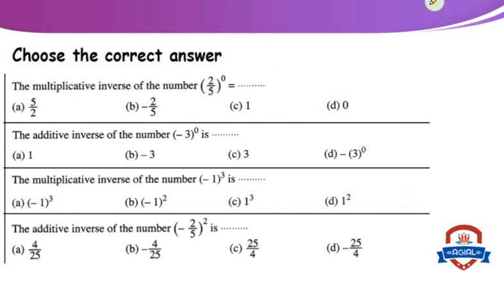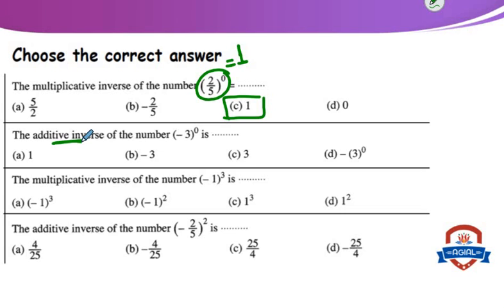Another example: choose the correct answer. Number 1, the multiplicative inverse. What is the meaning of multiplicative inverse? The multiplicative inverse means flip, or the reciprocal. The multiplicative inverse of the number 2 over 5 to the power 0: 2 over 5 to the power 0 equals 1. Then the multiplicative inverse of the number 1 equals itself. Understand?